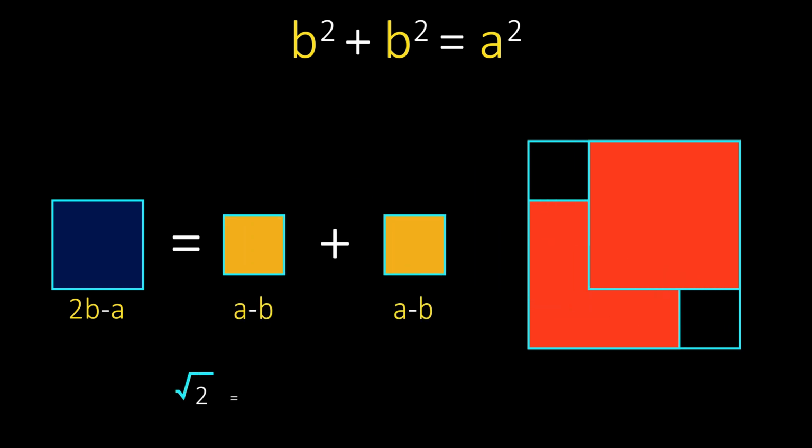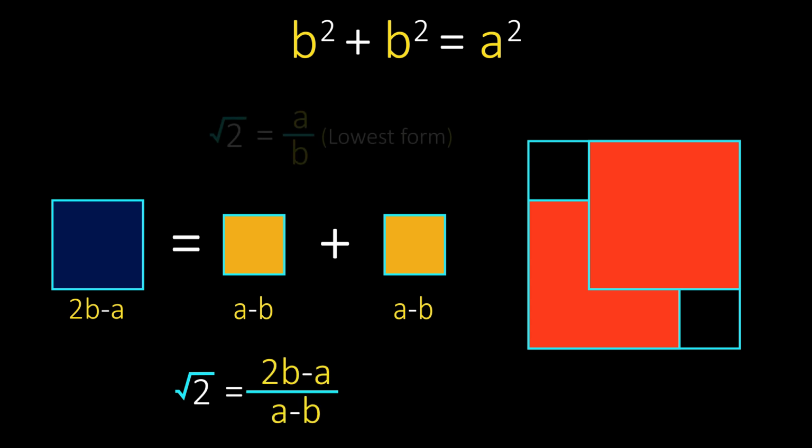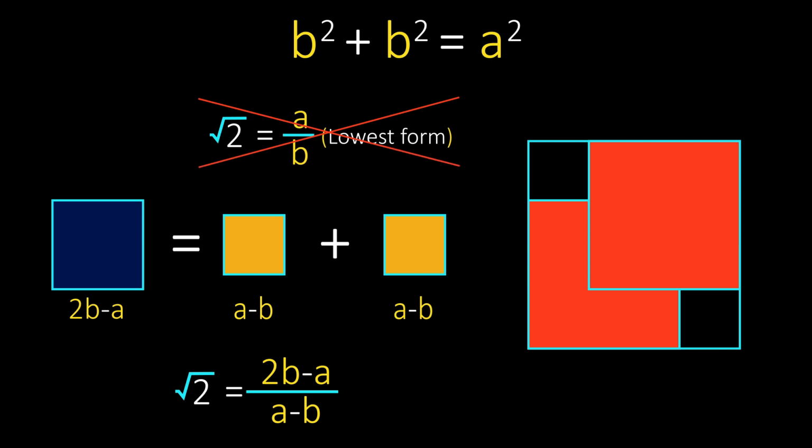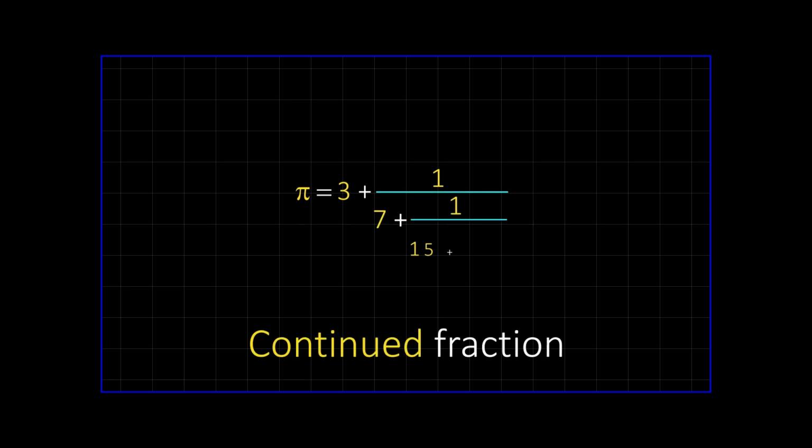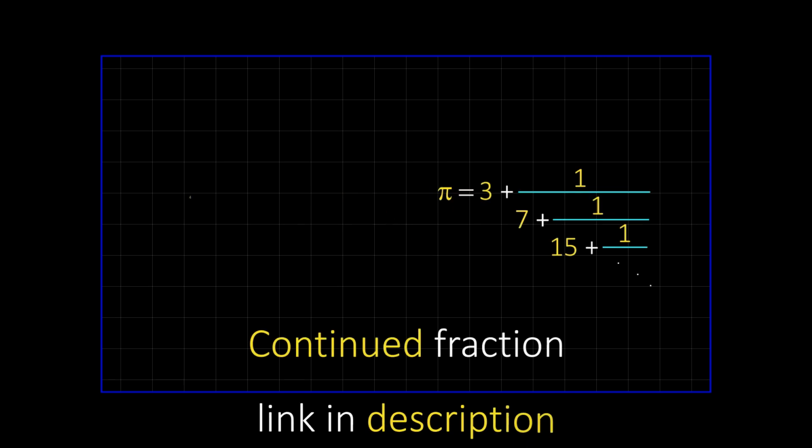So square root 2 equals (2b minus a) over (a minus b). This implies that a over b is not in least form. So square root 2 is irrational. Now we know that an irrational number can be represented as a continued fraction. For more information about continued fractions, check the previous video about the Golden ratio, where I explain continued fractions in detail. Link in the description.